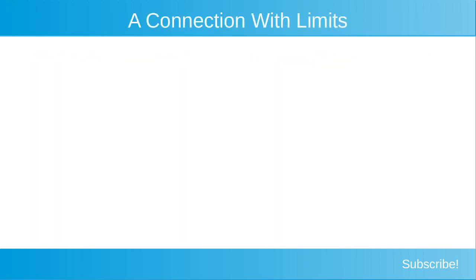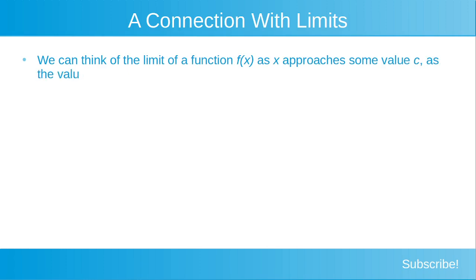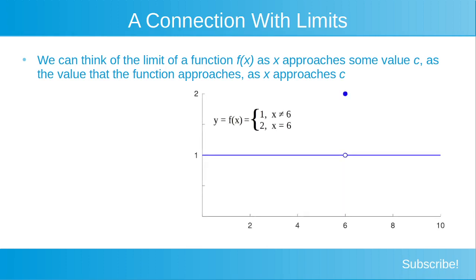Now we're going to introduce a connection between continuity and limits. We can think of the limit of a function f of x as x approaches some value c as the value that the function approaches as x approaches c. Shown here at the bottom right of the screen, here we have our plot f of x is equal to 1 when x is not equal to 6, and f of x is equal to 2 when x is equal to 6.